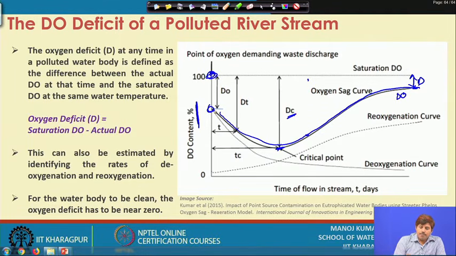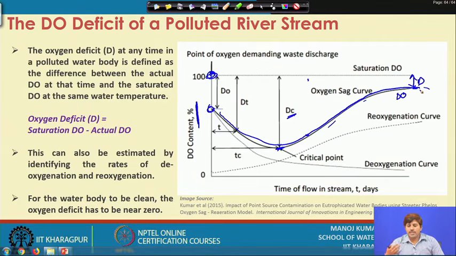Now, if the initial DO of the river is here, and this is my saturation value of 100%, my existing DO is here and waste is getting introduced at this point. So, obviously my DO level is going to fall as we discussed, then it will touch a minimum and then start recovering again. Now, this fall and gain is because of two distinct processes.